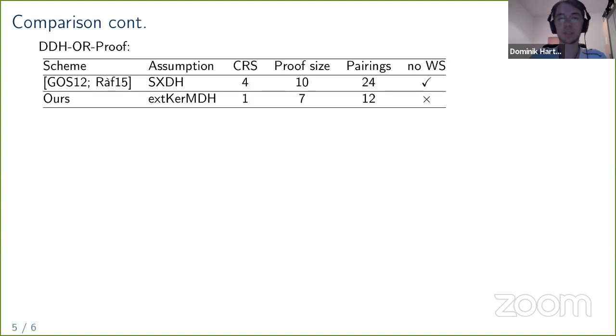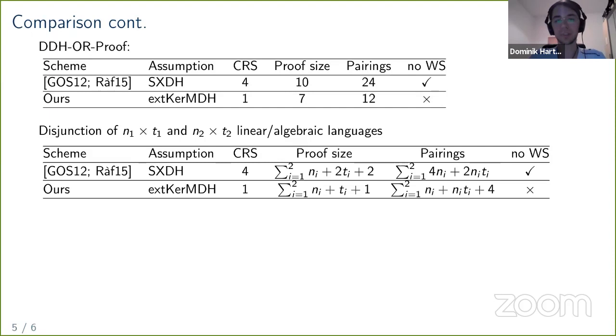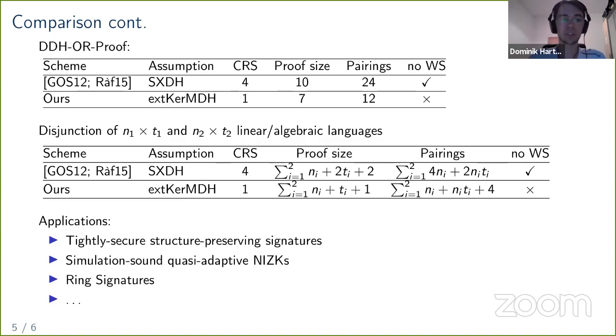Of course, this comes at the cost of assuming our new assumption, and we also require witness samplability for the languages, which I sadly don't have the time to define. For this, you'll have to look at the paper or the longer version. But our proofs are also asymptotically shorter and faster than Groth-Sahai proofs. And some of the applications that I mentioned are, for example, tightly secure structure preserving signatures, simulation sound quasi-adaptive NIZKs, ring signatures, and many more.